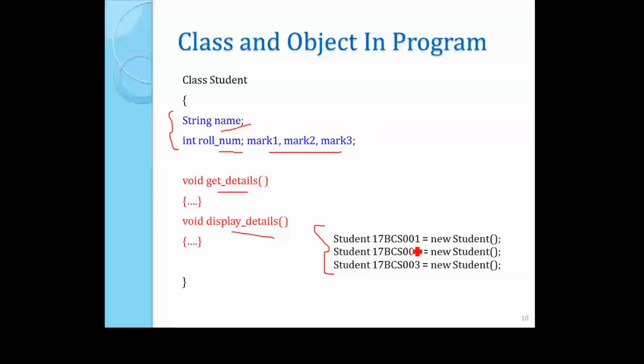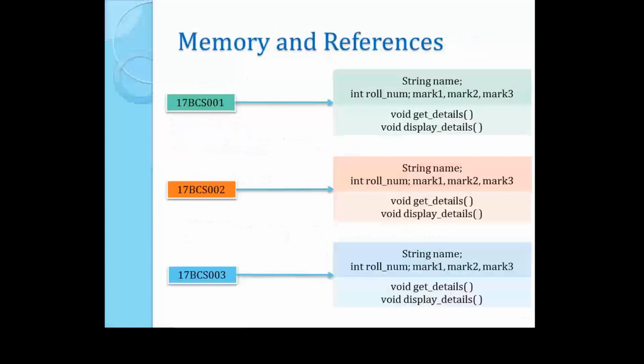Using every student object, I can access the parameters present in the class and the functions again present in the class. For example, using not 1, I can access name, roll number, etc., get details, display details, etc. Now, how are memory and references addressed inside your CPU? Remember, I'm having three different objects: 17 BCS not 1, this is object 1, object 2, and similarly object 3.